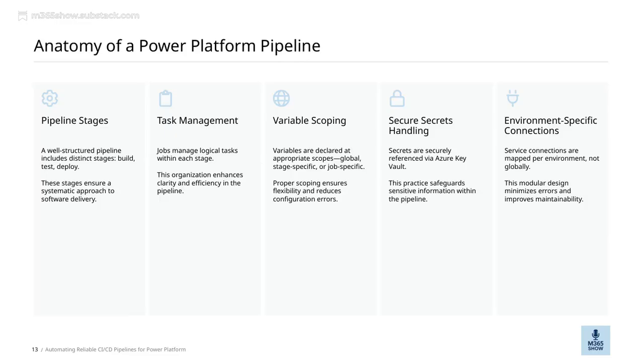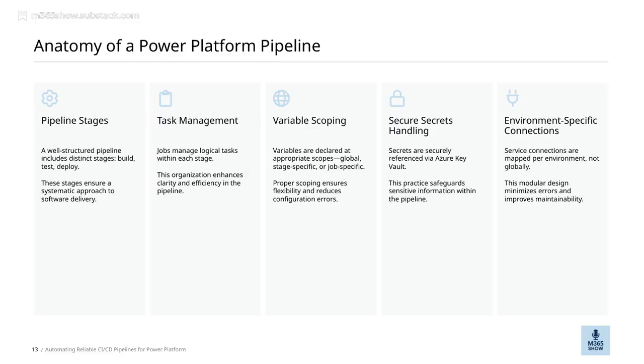Let's take a closer look at the anatomy of a Power Platform pipeline. First, you'll notice that service connections are mapped per environment, not globally. This modular design is really important because it helps minimize errors and makes the whole system easier to maintain. By keeping connections specific to each environment, we reduce the risk of accidental misconfigurations that could impact other environments.